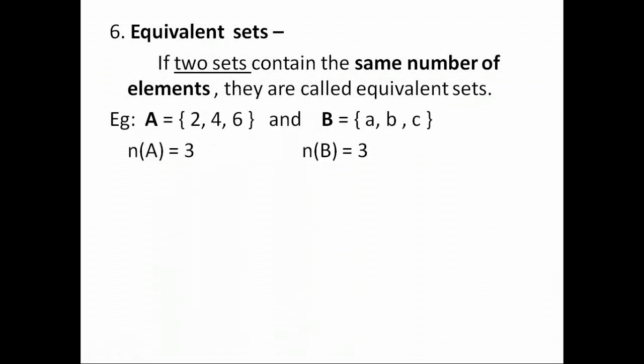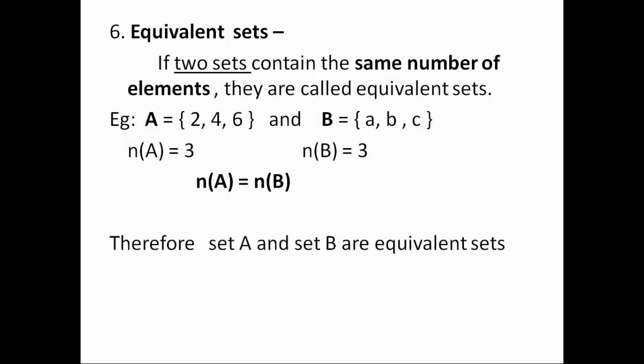So n(A) will be 3 and n(B) will also be 3. Now if such a case happens, then these two sets are said to be equivalent sets. So here n(A) is equal to n(B). When n(A) is equal to n(B), they are called equivalent sets. So therefore, set A and B are equivalent sets, and we represent it using the symbol showing the arrow on both the sides. This is the symbol to show that the two sets are equivalent. Is that clear? Let's move on.